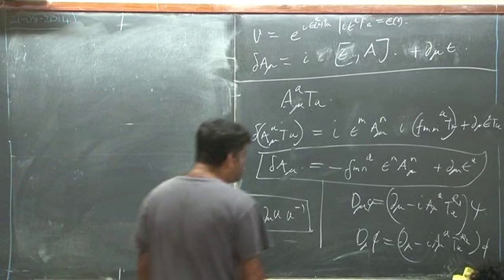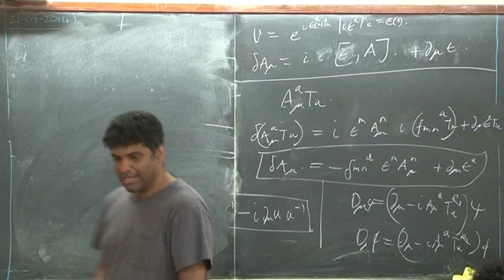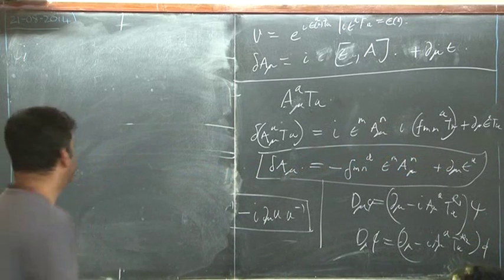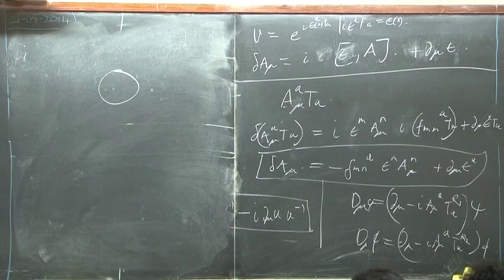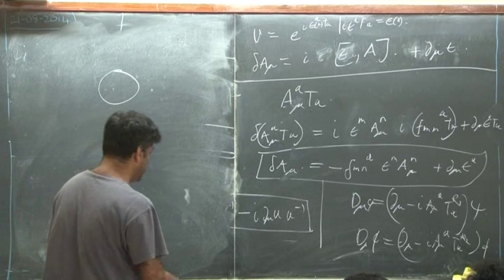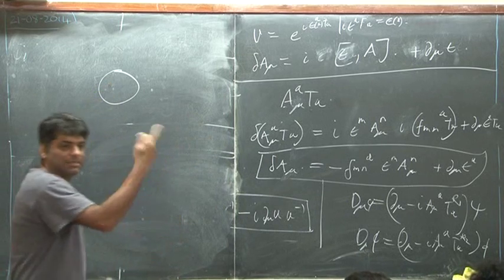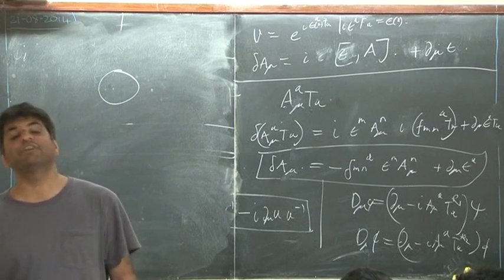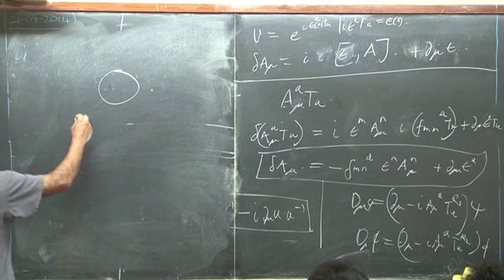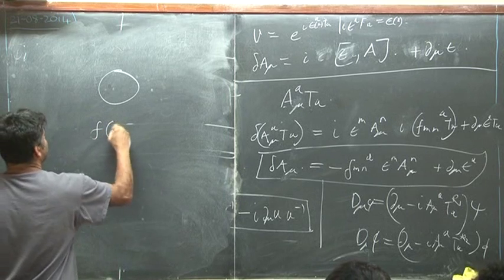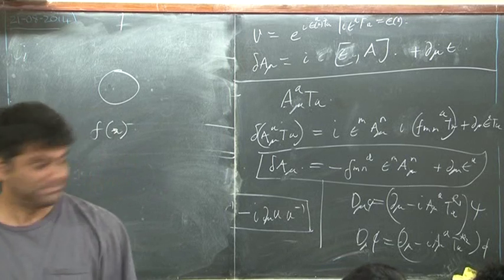But there was one issue there, and this projector interpretation, which let me bring up as an analogy. Suppose we've got a theory that lives in a circle. Suppose we've got a function that lives in a circle, right? And I want to project only to those functions that are constant in the circle.